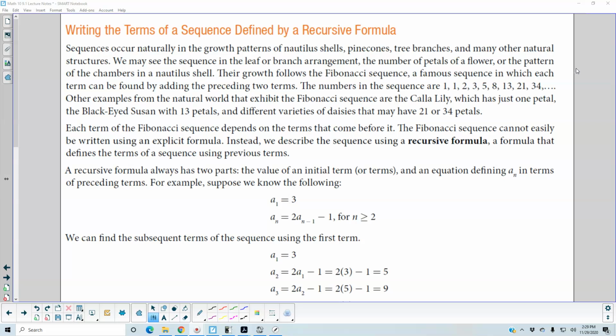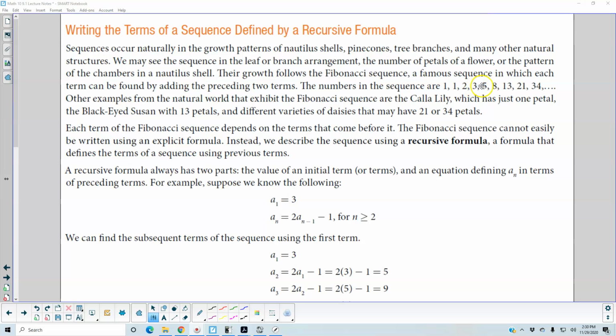Their growth follows the Fibonacci sequence, a famous sequence in which each term can be found by adding the preceding two terms. The numbers in the sequence are the following. We have 1 and 1. If we add 1 and 1, we get 2. If we add the second term and the third term, 1 plus 2 gives us 3. If we add the third and the fourth term, 2 plus 3 gives us 5.